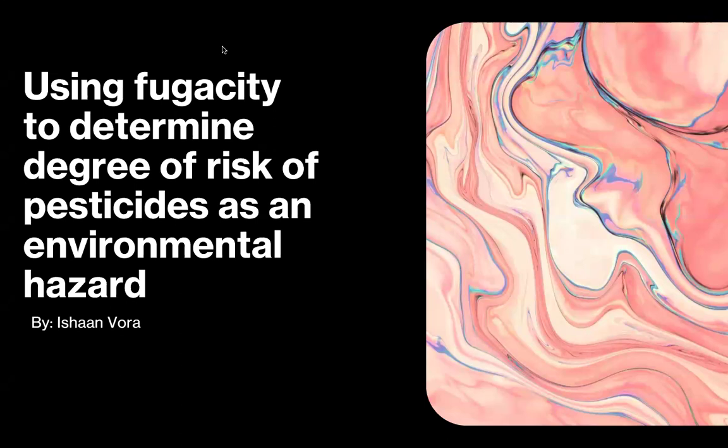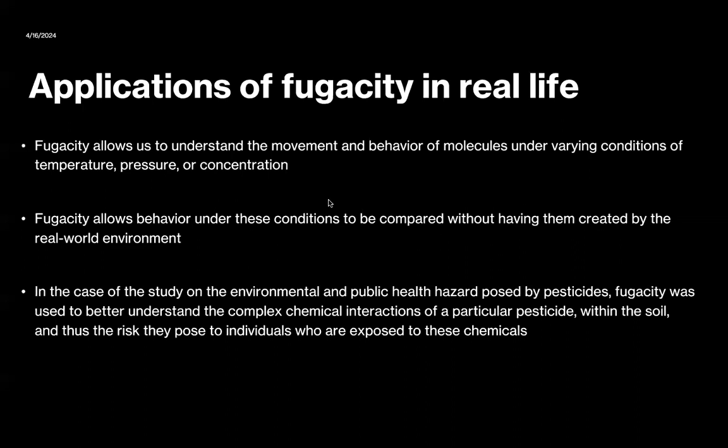This is my project on using fugacity to determine the degree of risk of pesticides as an environmental hazard. I say degree of risk because essentially degree of risk will be modeled by concentration of the pesticide, because that's how fugacity is incorporated in the study. It's to calculate a concentration of the pesticide, and basically higher concentrations will yield more of a risk, right, to humans or plants in the environment. So I say degree of risk.